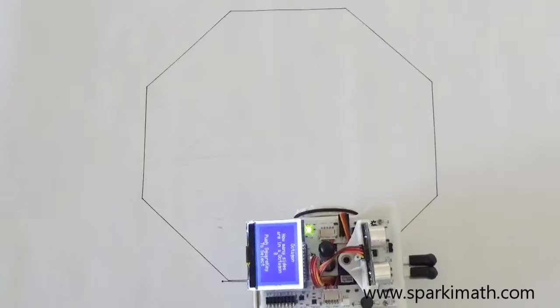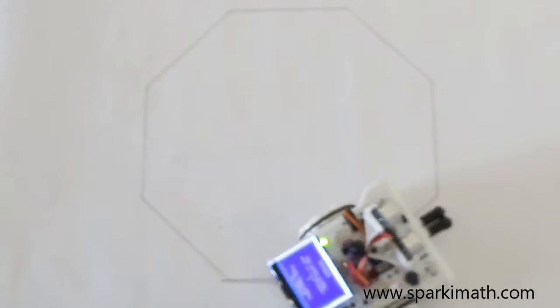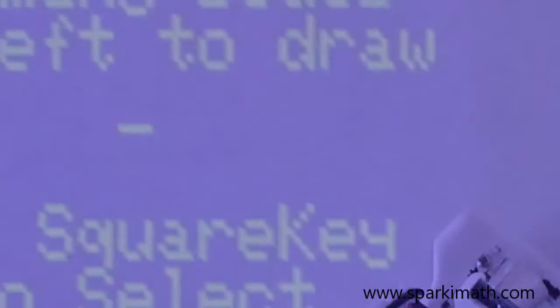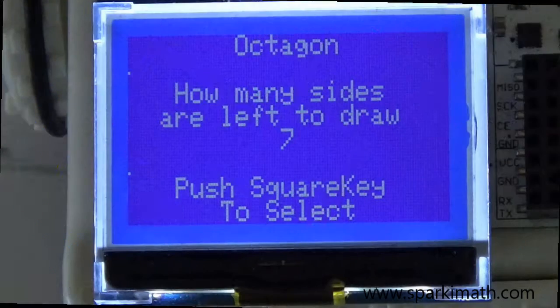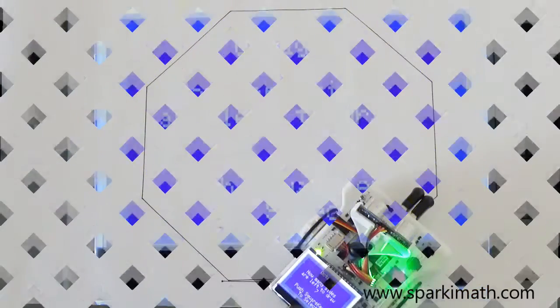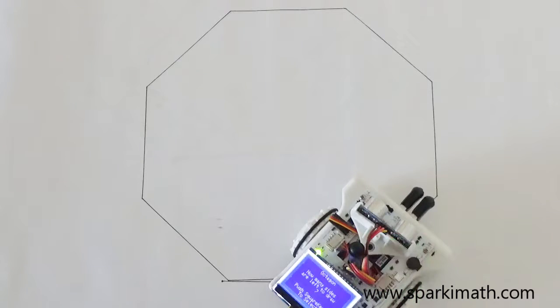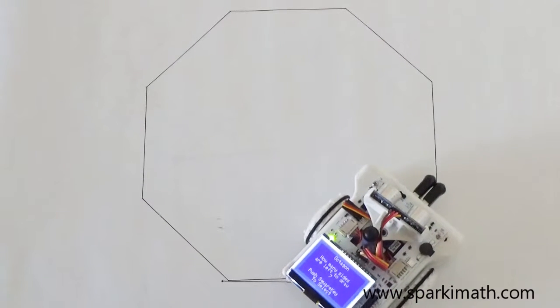He redraws the first side and turns. Ask the next question. How many sides are left to draw? Well, that should be 7, so let's key in 7. Sparky again likes that.